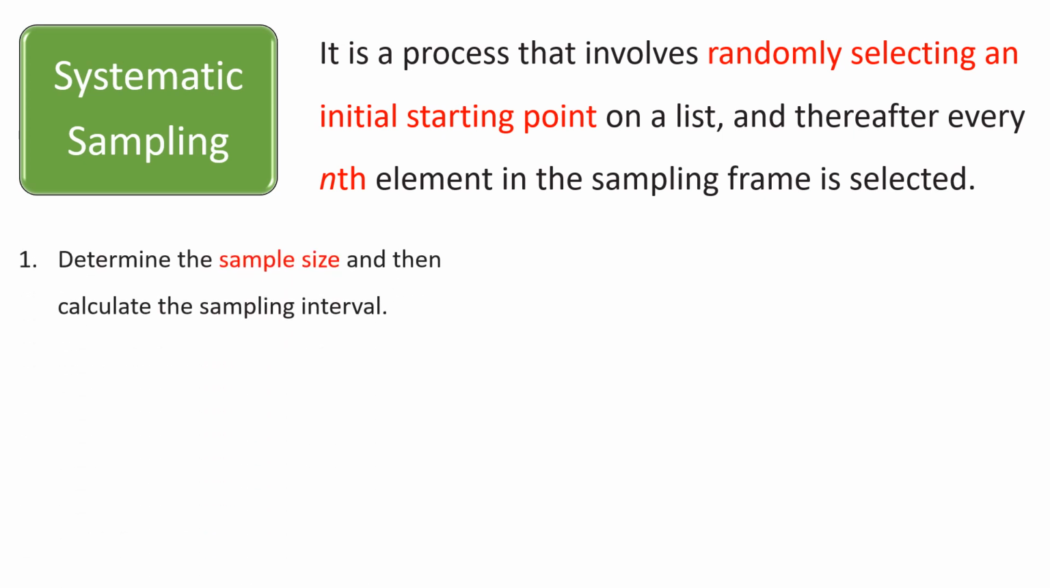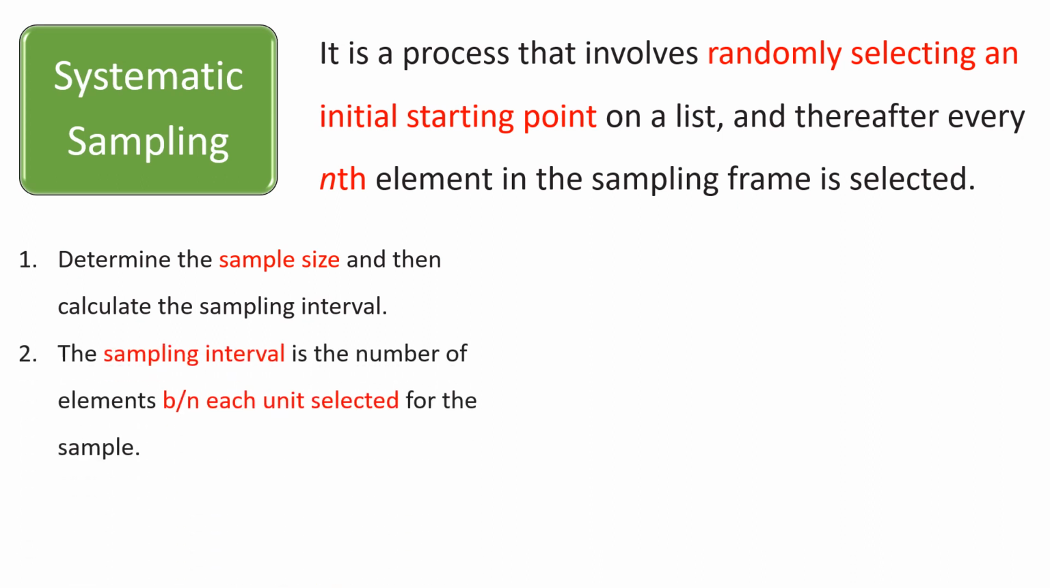The first step in using systematic sampling is to determine the sample size. We determine the sample size using different techniques that will be discussed in the next lesson, and then calculate the sampling interval. The sampling interval is the number of elements between each unit selected for the sample. It is calculated by dividing the population by the sample size.